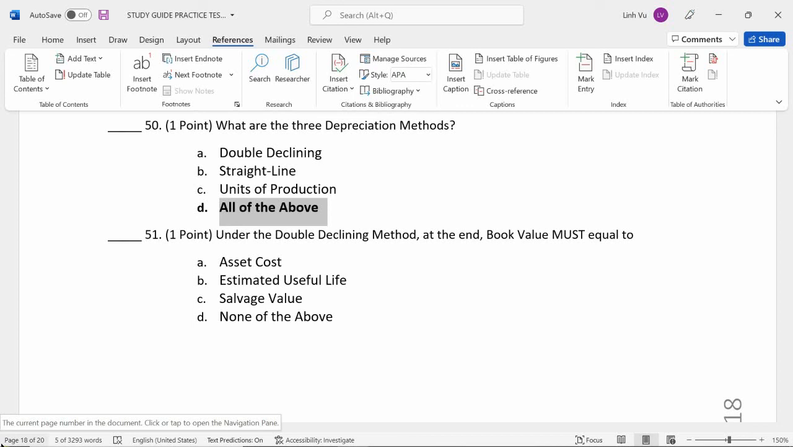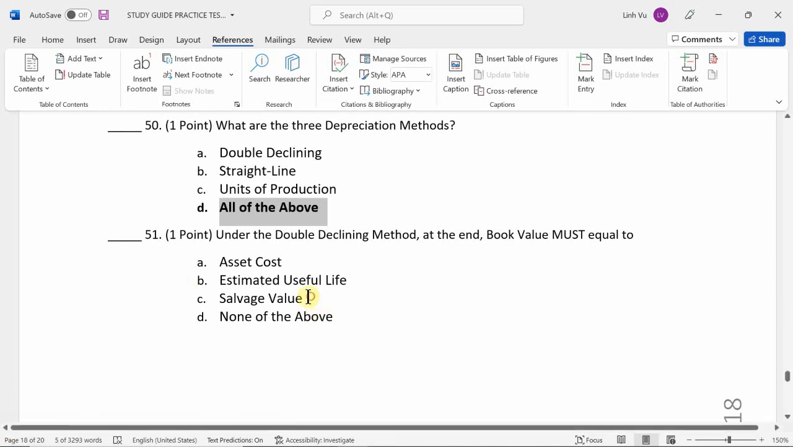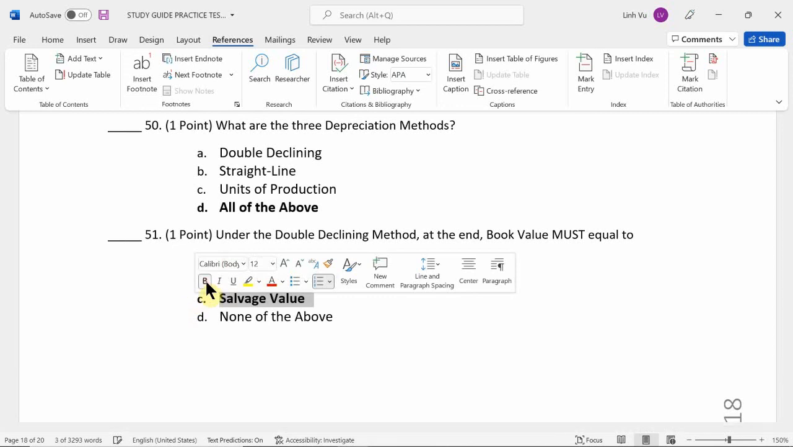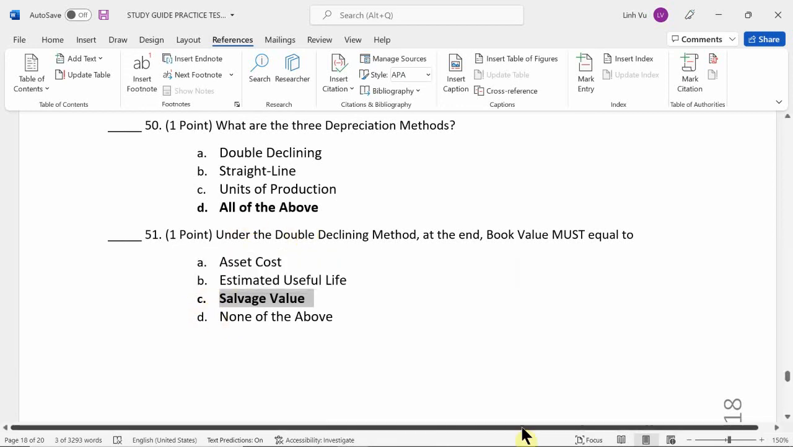Under the double declining method, at the end, book value must be equal to salvage value. That's correct, right? You can never fall below salvage value. And that's not true only for double declining, it's true for all of them. However, the one you need to be most careful with is double declining, because you may not end at the end of the year. You could go beyond its life, but you can also go under because you're depreciating it twice as fast. So the rule here is if there's a salvage value, you need to make sure that the book value does not fall below it. It must equal salvage value.